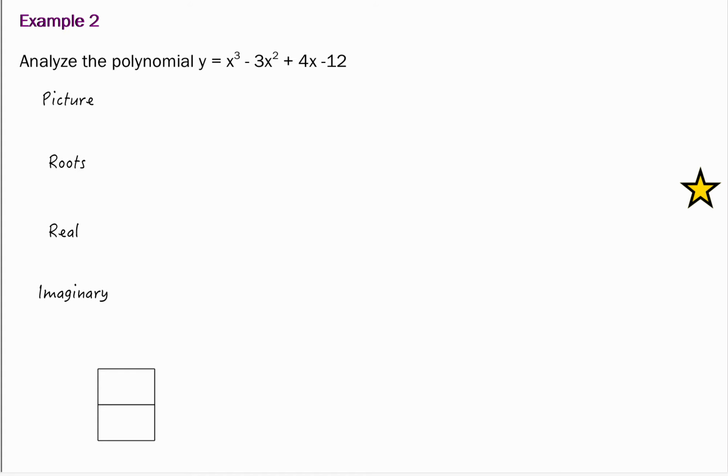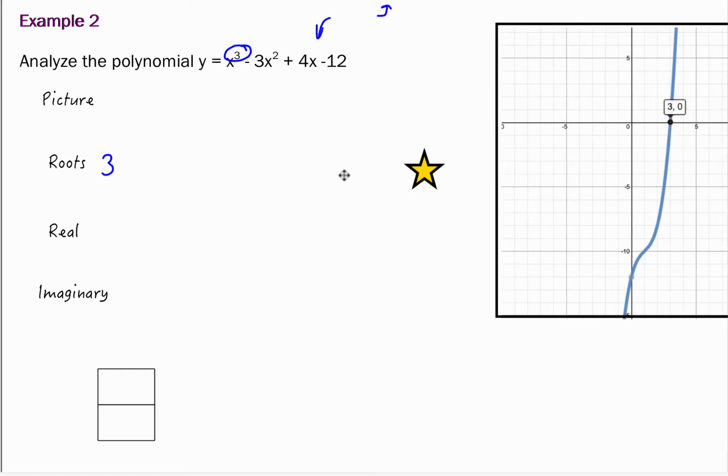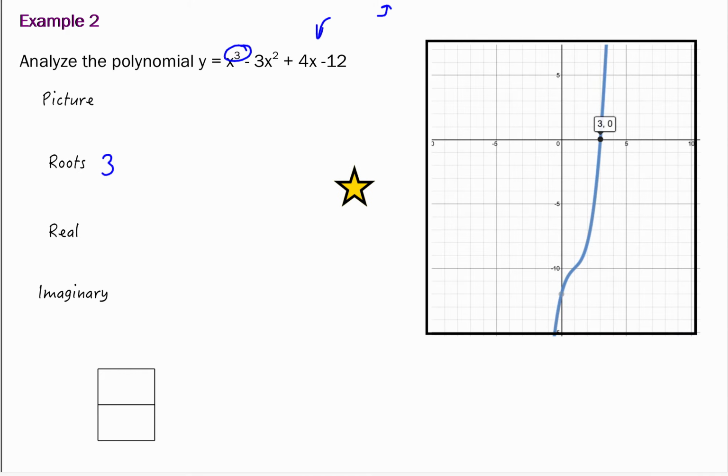Here's another one. Let's analyze it. Boom, it's a cubic. So that means there are 3 possible roots. Let's get a picture of it. We know that since it's positive, one tail is down and the second tail is up. Yep, there it is. Okay, we know it has a real root of 1.